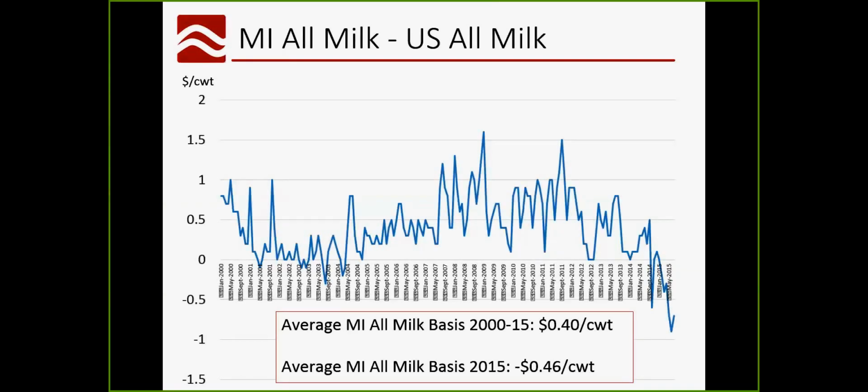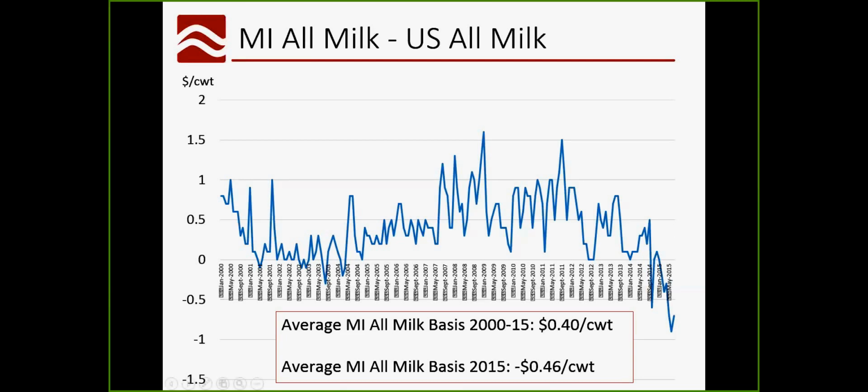An issue then for Michigan is, as I mentioned earlier, this is the Michigan all milk price minus the U.S. all milk price, so the Michigan all milk basis, if you will, to use that term loosely. Historically, we expect the Michigan all milk price to be 40 cents higher on average, although you can see there's been lots of variation. Michigan has traditionally had a higher price than the U.S. all milk price, which is good, because when you're protecting such and such all milk price, you're actually protecting a slightly higher Michigan price.